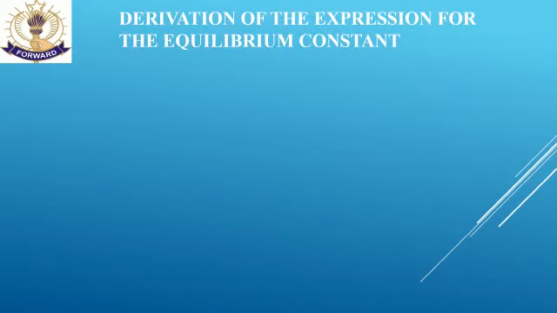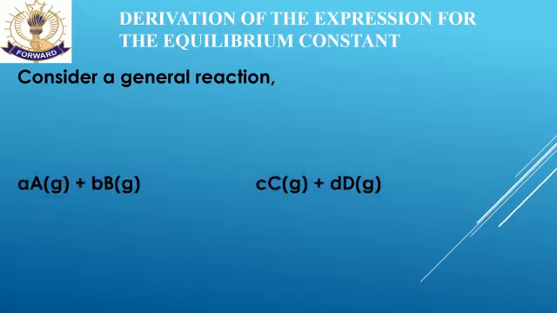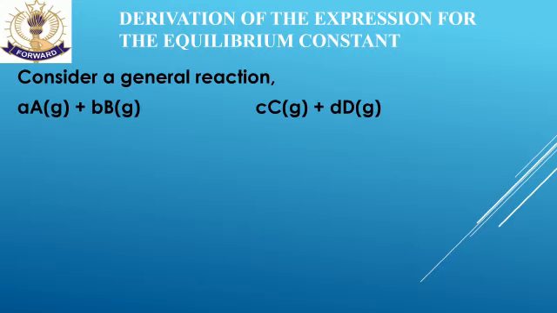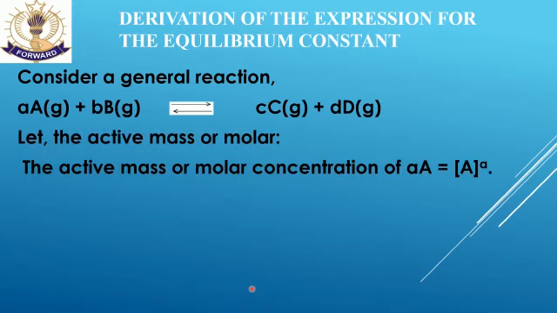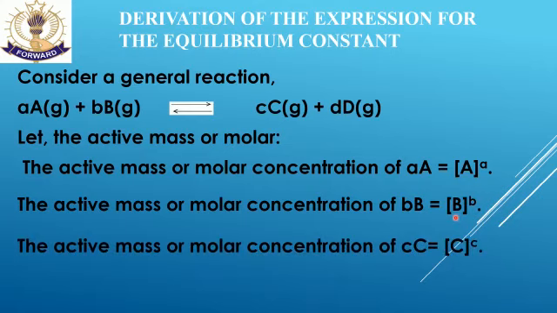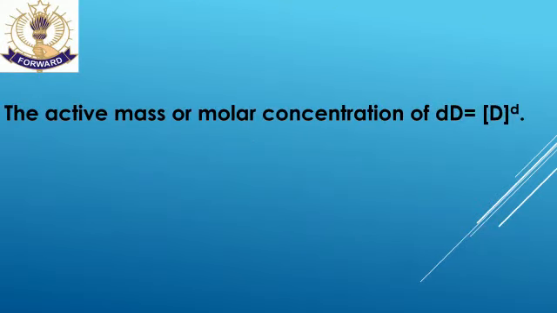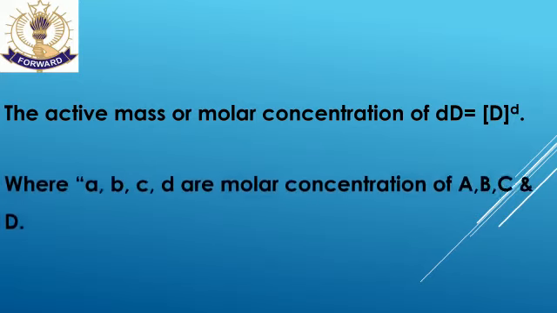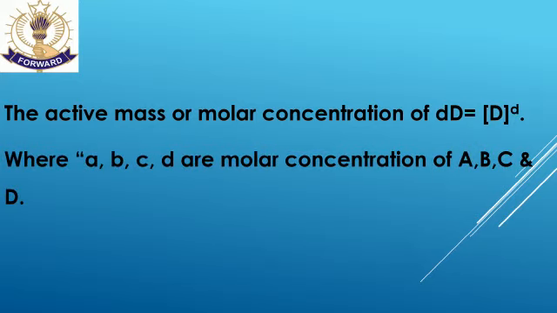Now we will do the derivation of the expression for equilibrium constant. Consider a general reaction, that is A plus B reacts together and they give the products C and D. So according to the law of mass action, the molar concentration of A can be written as [A]^a. Concentration of B can be written as [B]^b. Concentration of C can be written as [C]^c. Similarly, the concentration of D can be written as [D]^d. Here the small letters a, b, c, d are the coefficients of A, B, C and D.